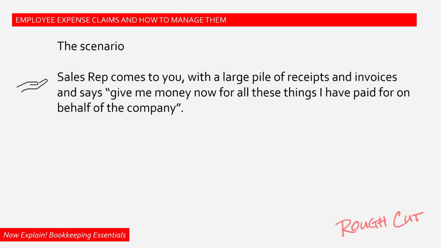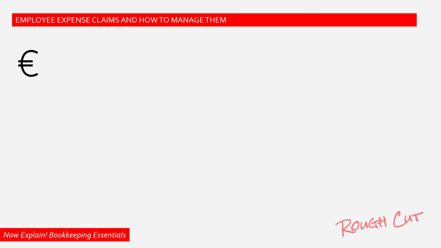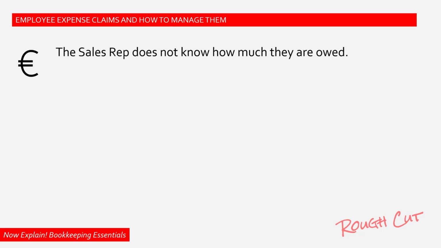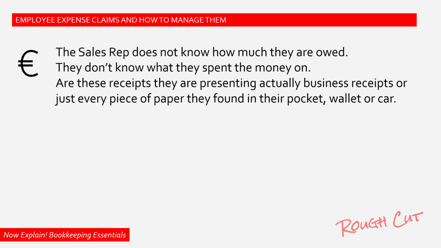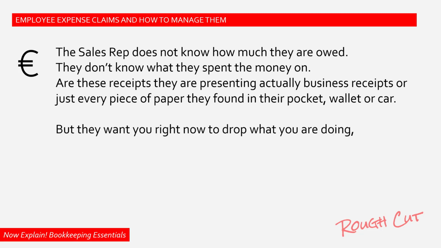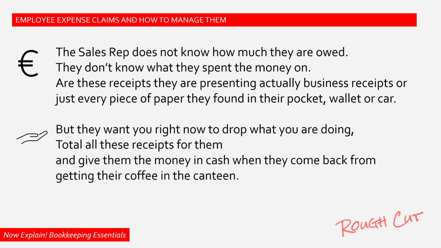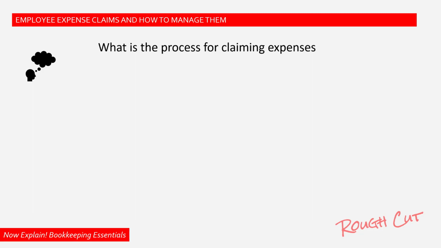The scenario. The sales rep comes to you with a large pile of receipts and invoices and says, "Give me money now for all these things I've paid for on behalf of the company." The sales rep does not know how much they are owed. They don't know what they spent the money on. Are these receipts they are presenting actually business receipts, or just every piece of paper they found in their pocket, wallet or car? But they want you right now to drop what you are doing, total all these receipts for them, and give them the money in cash when they come back from getting their coffee in the canteen.